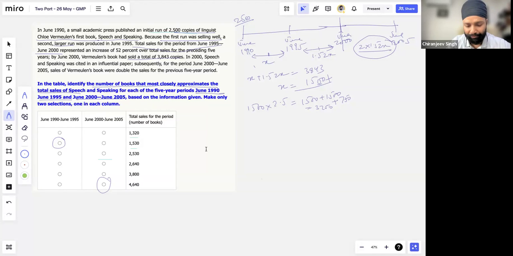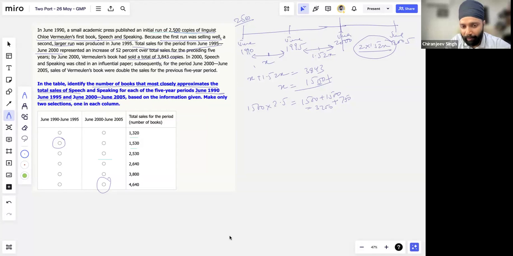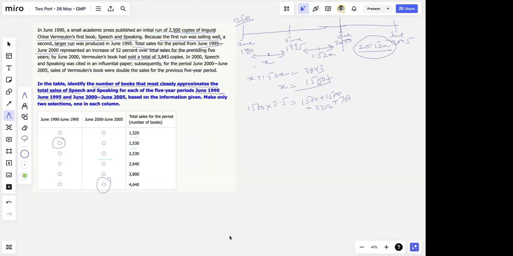Yeah, Abhishek. So, sir, I was not comprehending properly what the second line statement means: total sales for the period from June 1995 to 2000. But when you started discussing the question, I got how it has to be solved. So what was the problem earlier? I was not comprehending what the second statement was saying. Total sales for the period.